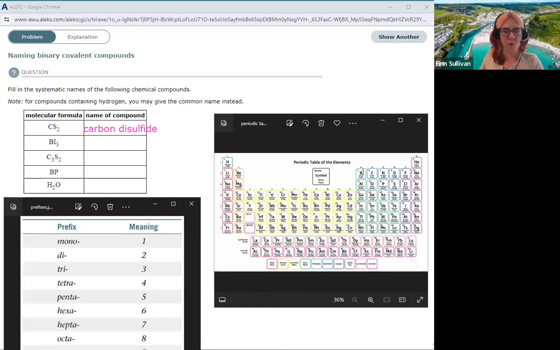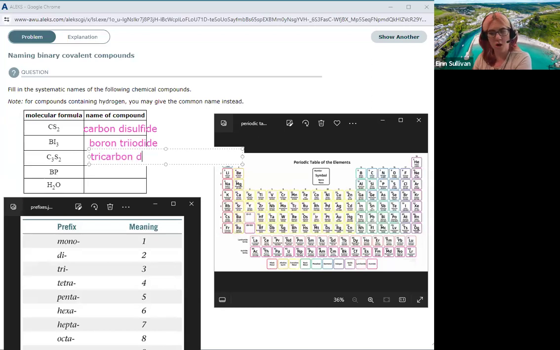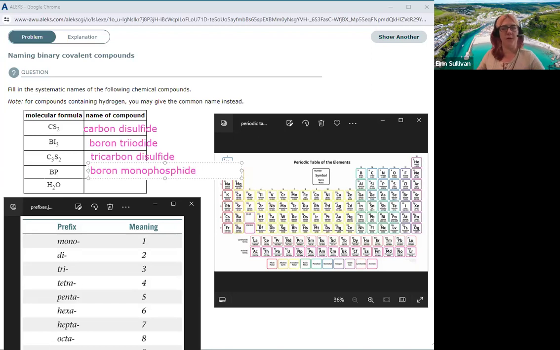Okay, so BI3 then. B is boron, I is iodine, so it would be boron triiodide. Okay, C3S2, so that would be tricarbon disulfide. BP would be boron monophosphide. If I can hit the right buttons.